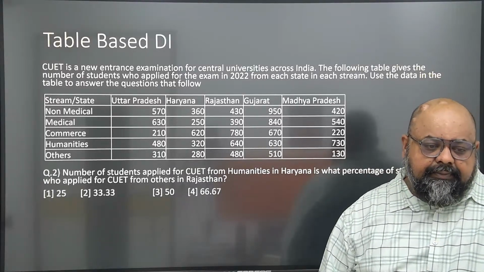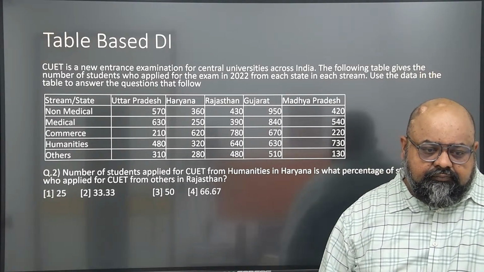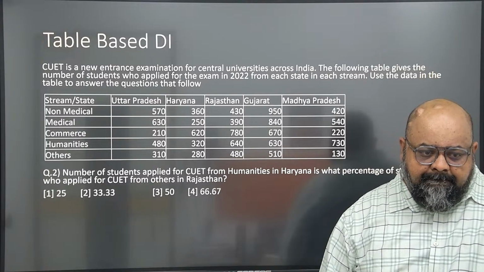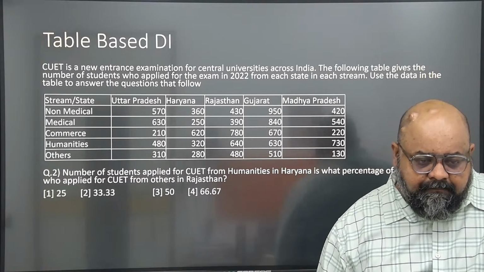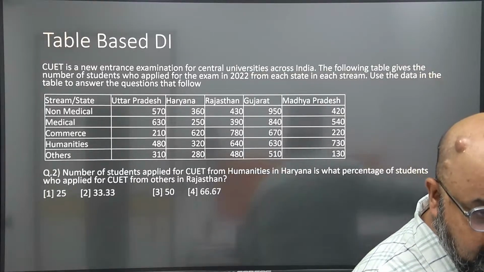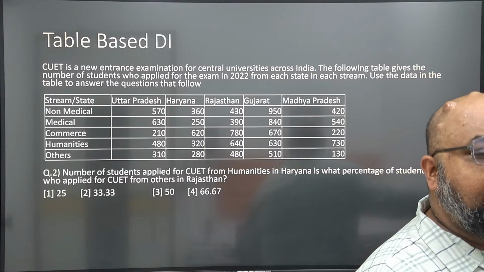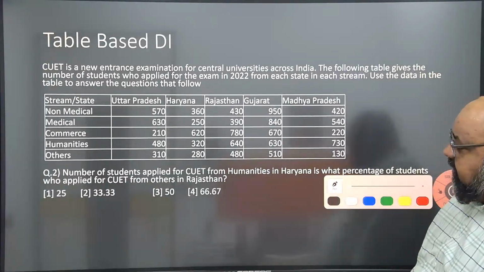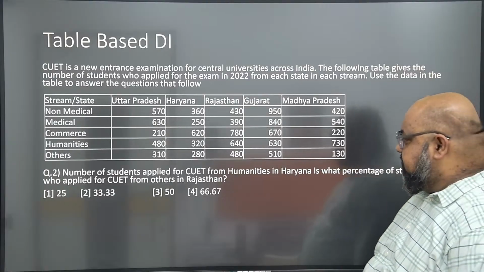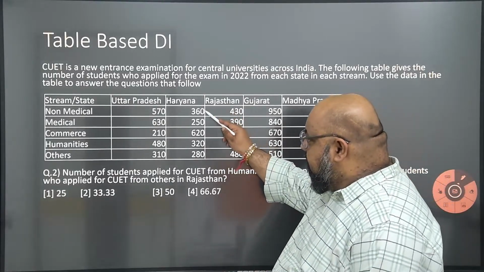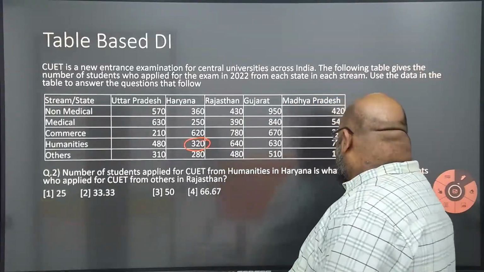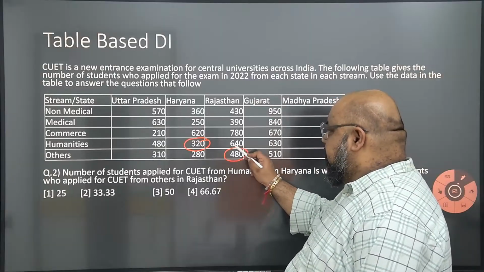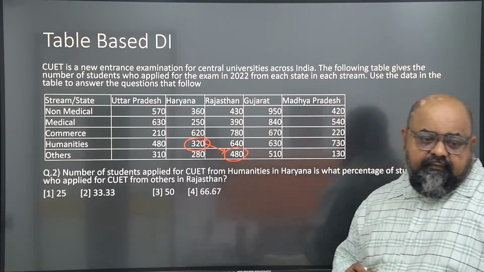Answer for this question. 66.67%. Okay. So here he says CUET from humanities, Haryana, humanity 320 is what percentage of students who applied for CUET others in Rajasthan. Rajasthan others is 480. So this is what percentage of 480.